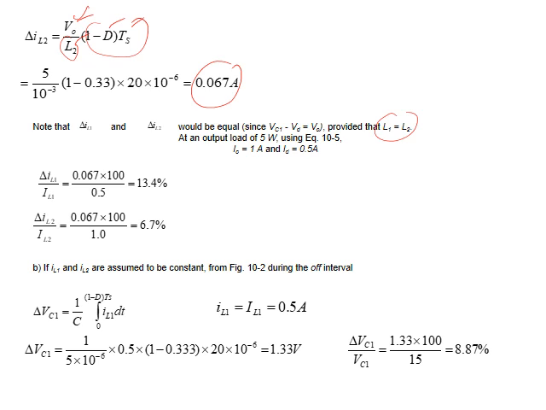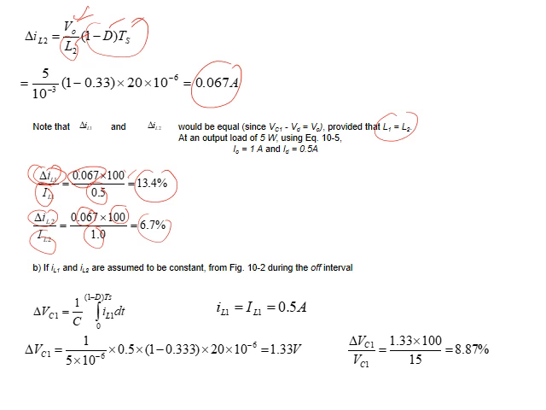How? Have a look. This is the current 0.67 over delta IL1 over IL1, which is 0.5. I have it in the question. Then I multiply by 100%, it gives me 13.4%. This is how much the error in assuming delta IL1 constant. The same thing I did with delta IL2 over IL2, 0.67 times 100% over the current IL2, it gives me 6.7. This is the error. This is with respect to current.